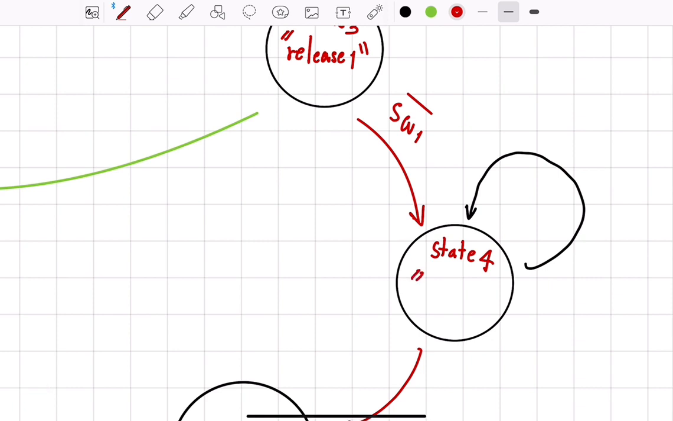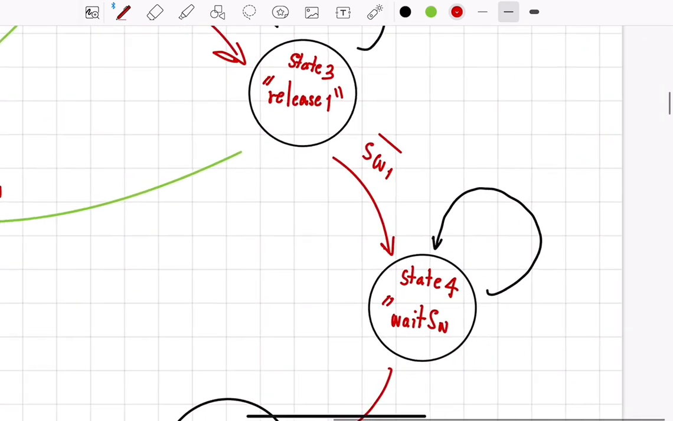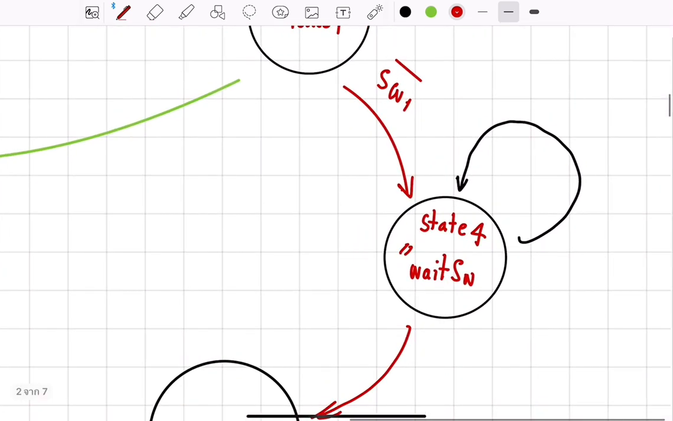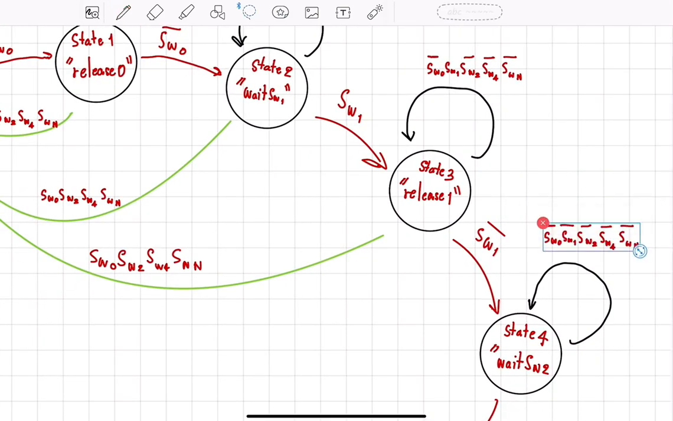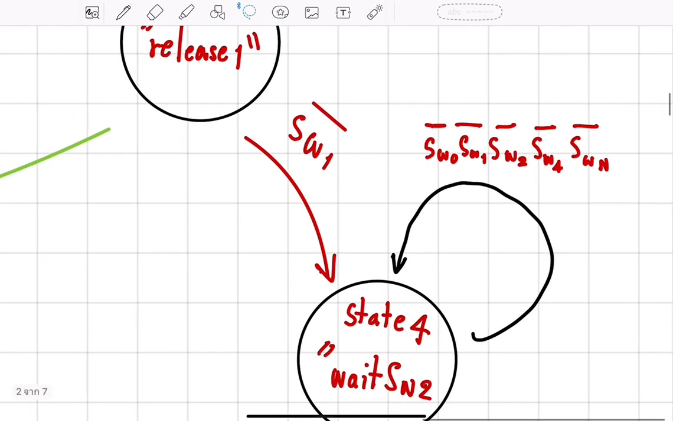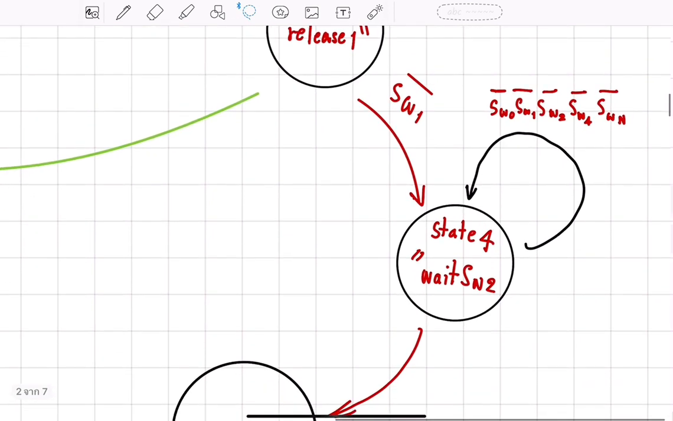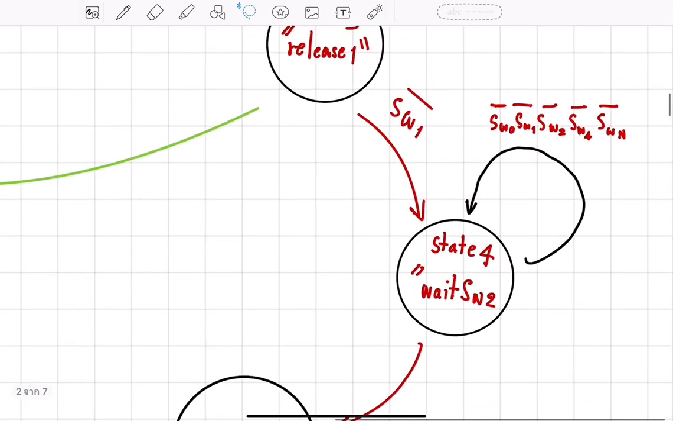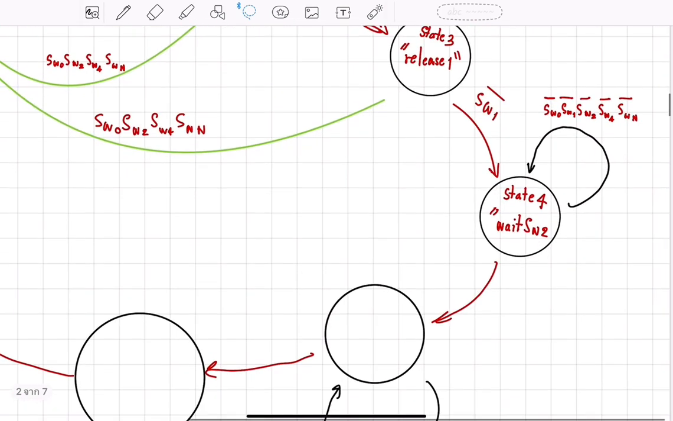State 4 means wait. I wait for switch 1, wait for switch 2. That means I don't put switch 0, switch 1, switch 2, switch 3, switch N. It means I work again in state 4.